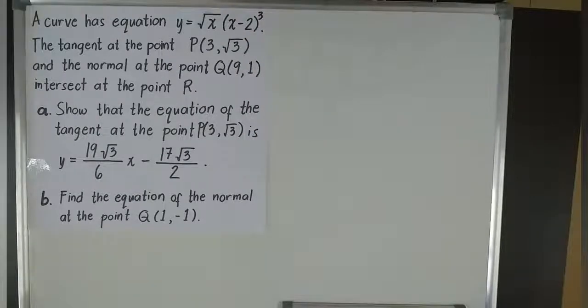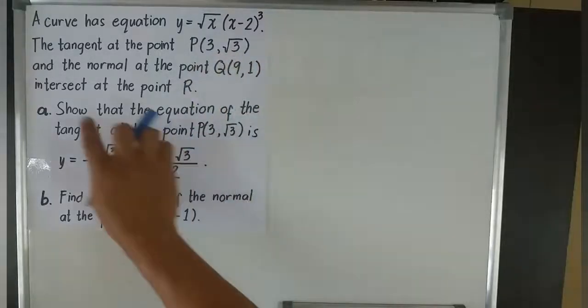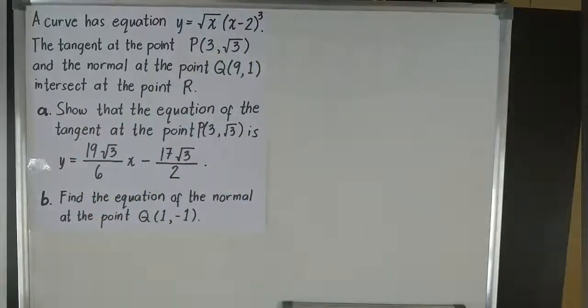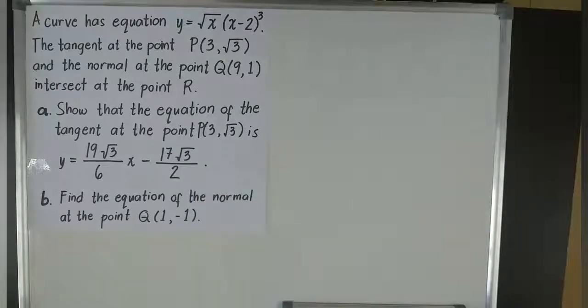The tangent at point P, 3 square root of 3, and the normal at the point Q, 9, 1, intersect at the point R. Show that the equation of the tangent at the point P, 3 square root of 3, is this. So basically, we will just get the equation.